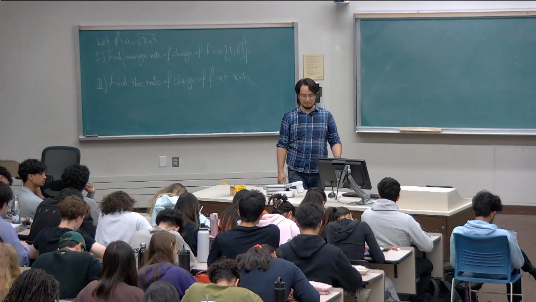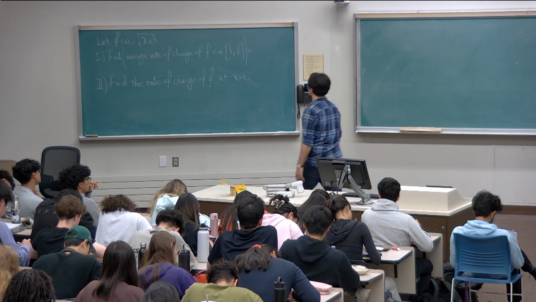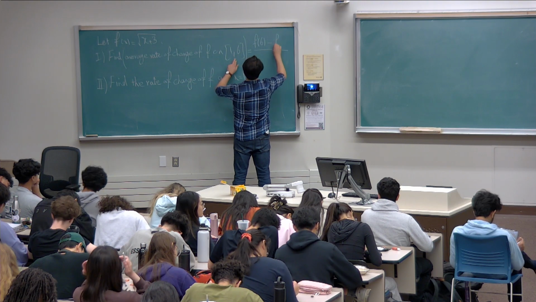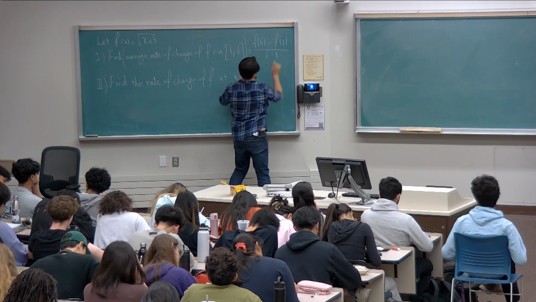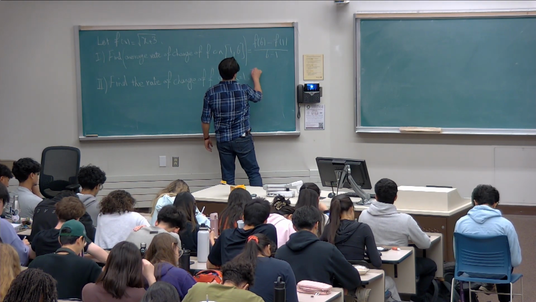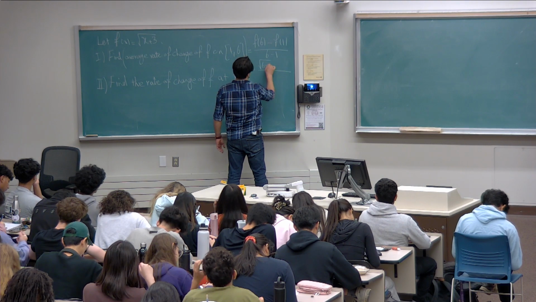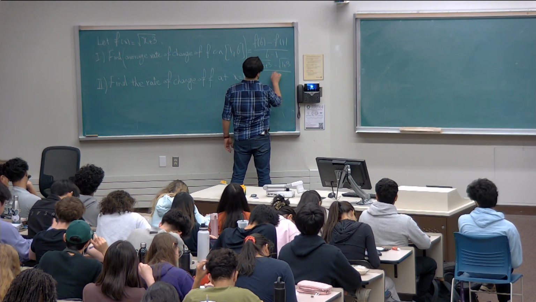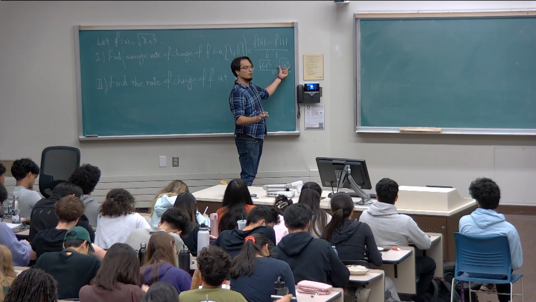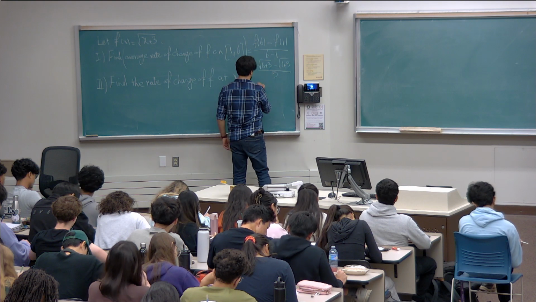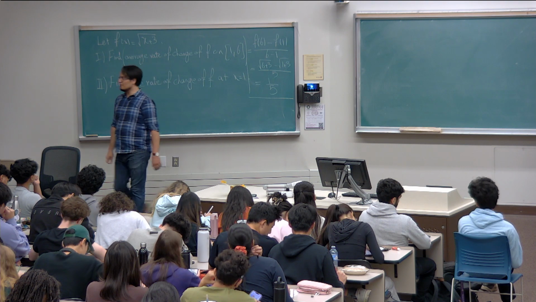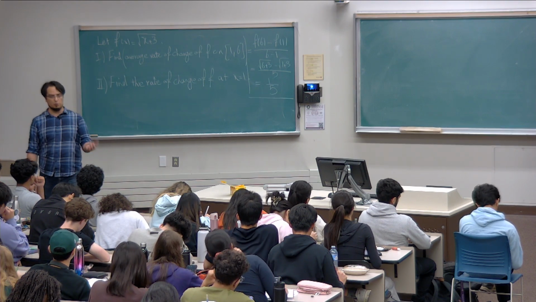Average rate of change on an interval: you're trying to find f at the end point minus f at the starting point, divided by the difference of x's. In this case, we get root of 6 plus 3 minus root of 1 plus 3, divided by 5. Root 9 is 3, minus root 4 is 2. 3 minus 2 is 1. So this is 1 over 5. So the average rate of change on that interval is 1 over 5.